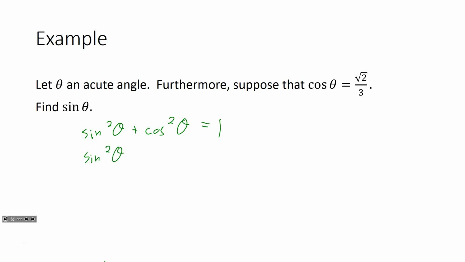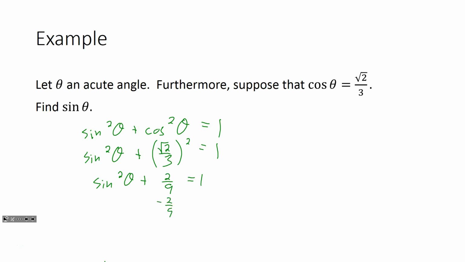We'll have sine squared theta plus, and now cosine is square root of 2 over 3. We were given that. Of course, it's squared. And then we have equals 1. Well, let's just trace through the algebra here. When we square this fraction, when you square the square root of 2, you get 2. When you square 3, you get 9.